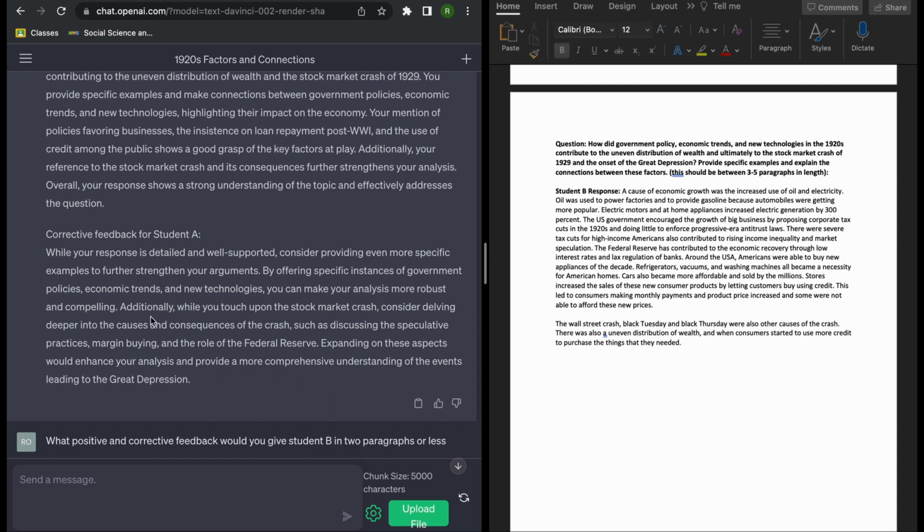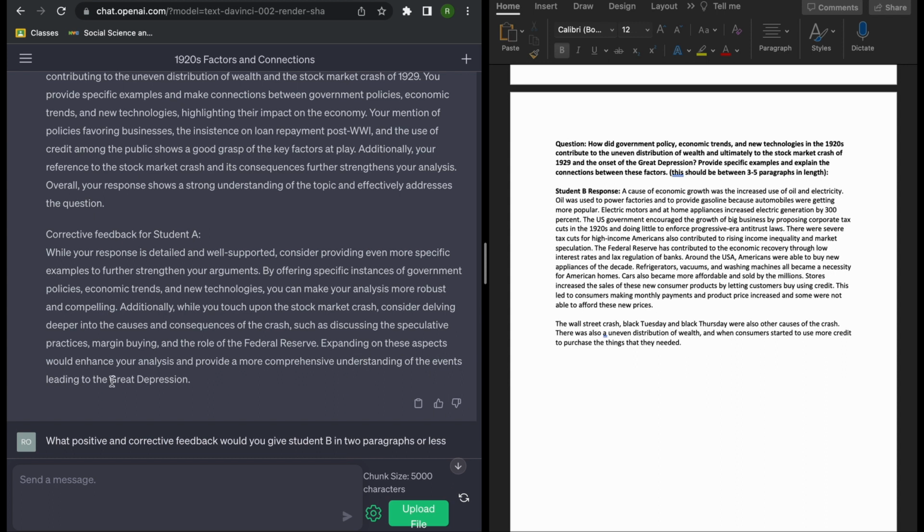But there you go. While you touch on the stock market crash, consider delving deeper into the causes and consequences of the crash, such as discussing the speculative practices, margin buying, and role of Federal Reserve. Now, I know the student did touch on margin buying a little bit there, so I might remove that. But I might even be able to plug in, hey, what about margin buying could have been enhanced, if I really wanted to, down here.